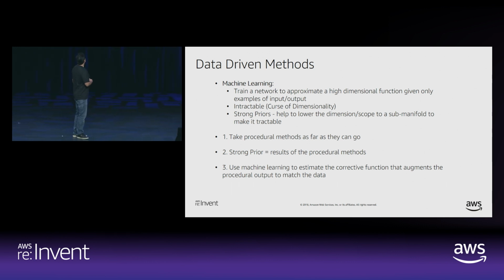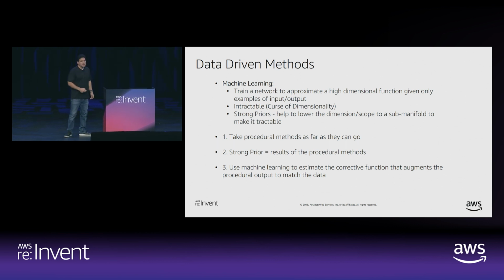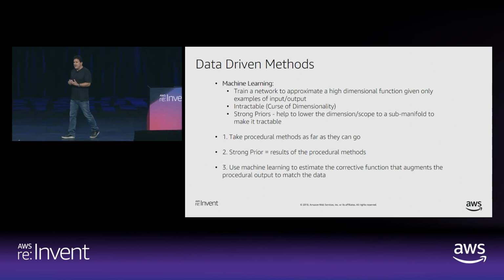But step two is, if you can't get all the way there, use the procedural methods as much as possible. Do not abandon them and just take the data. It's a big jump to go from nothing to the answer. Use the procedural methods to get as close as you can get, treat that as a strong prior, and then use data to get the rest of the way there.